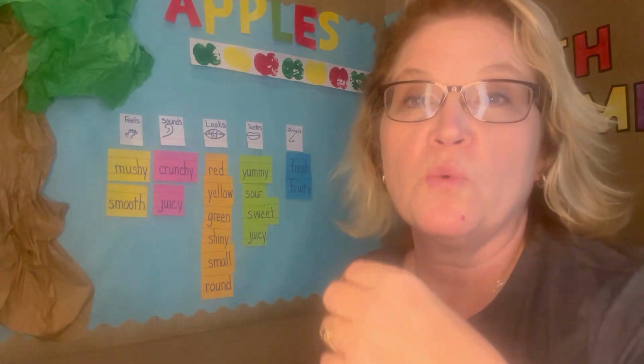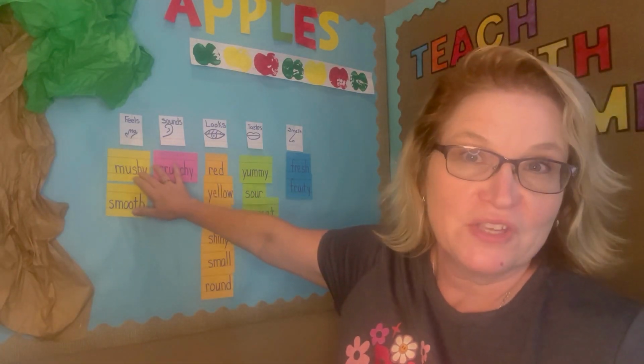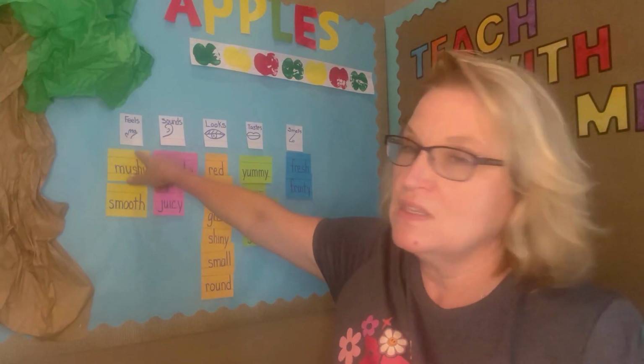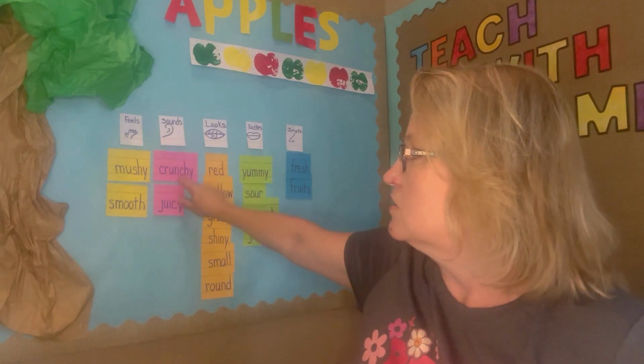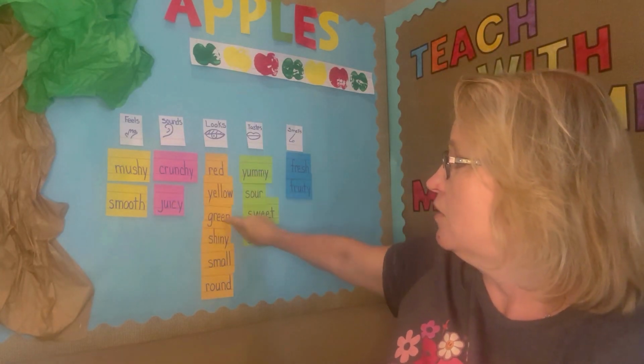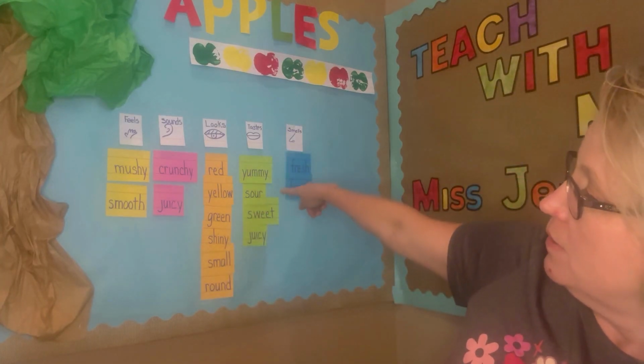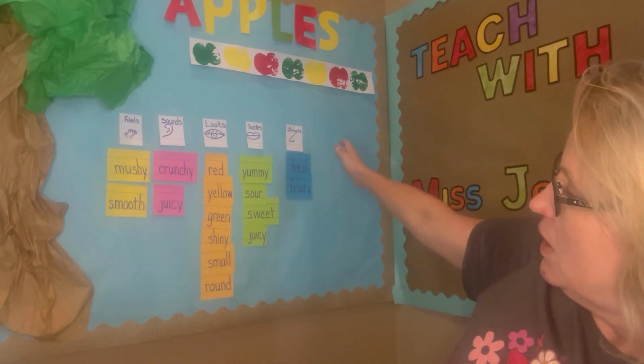And then these are some of the words that kids come up with over the years. I see mushy, if they have a mushy apple. Smooth, and these are under feels. Sounds, crunchy, juicy. Looks, red, yellow, green, shiny, small, round. For taste, yummy, sour, sweet, juicy. Smells, fresh and fruity. And there are obviously more.